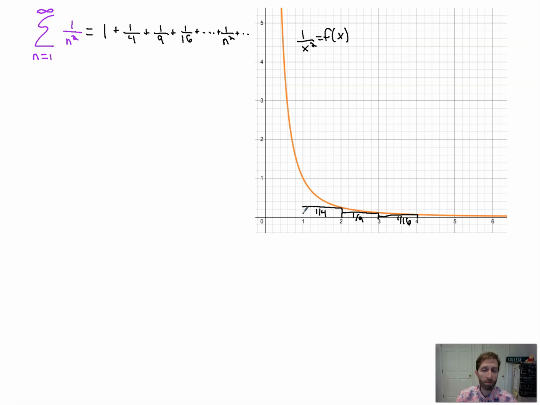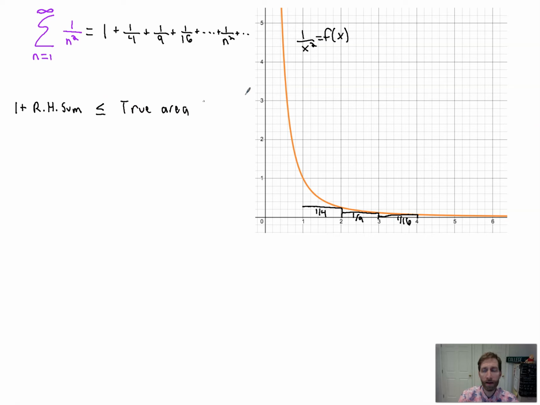Where's the area 1? I mean, we can draw it in here, but that's technically the integral from 0 on. So I'm not going to include that. So what I now know is that the right-hand sum plus 1, so 1 plus the right-hand sum, is going to be less than or equal to the true area.